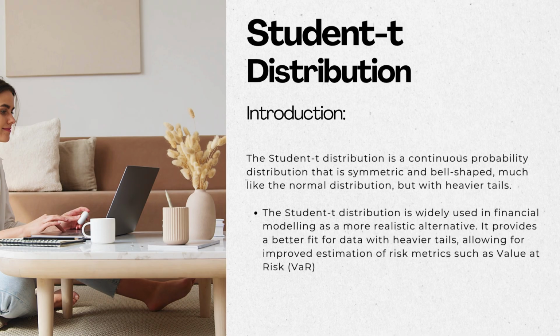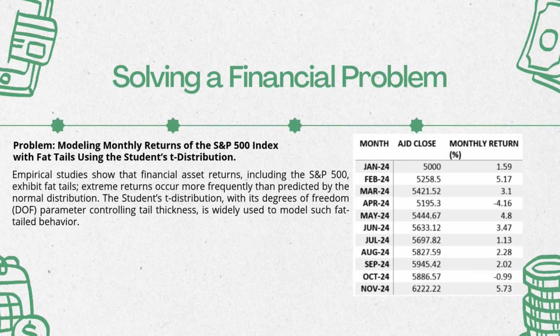Next is the student t-distribution. The student t-distribution is a continuous probability distribution that is symmetric and bell-shaped, much like the normal distribution, but with heavier tails. It is widely used in financial modeling as a more realistic alternative. It provides a better fit for data with heavier tails, allowing for improved estimation of risk metrics such as value at risk, VAR.